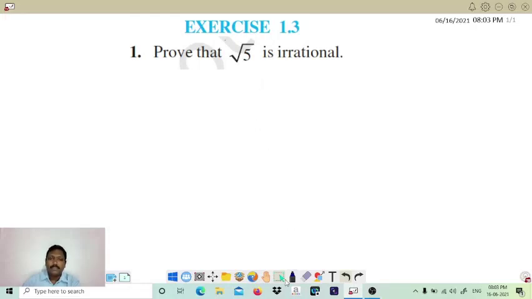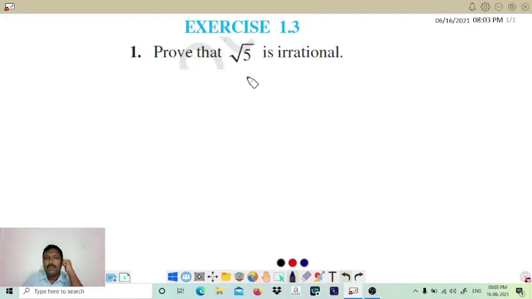We are going to prove that root 5 is irrational. From ninth standard we have studied that root 5 is irrational, so now we are going to prove it. This question is very important. You may expect this question in the examination: root 5 is irrational, or root 3 is irrational, or root 7 is irrational. One question will be there.